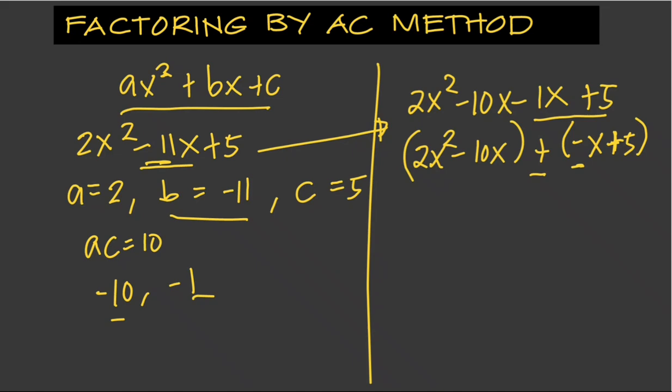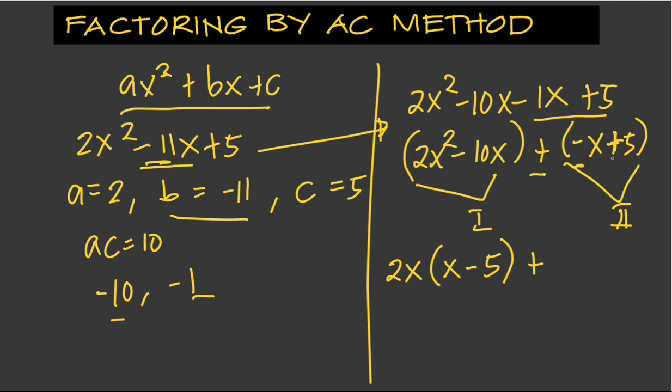Then the next step is we find the common factors in each group. We have groups 1 and 2 here. We find the common factors and then we extract them. From 2x squared minus 10x, the common factor is 2x. So we extract 2x, and we are left with x minus 5 inside our parenthesis. And then here our common factor is negative 1, and we are left with x minus 5.